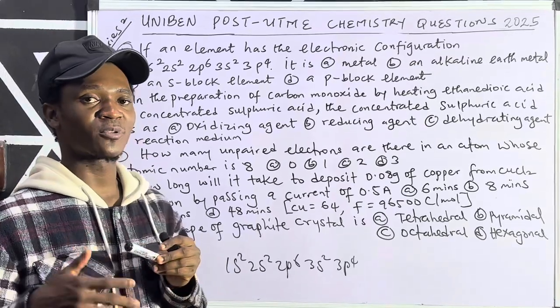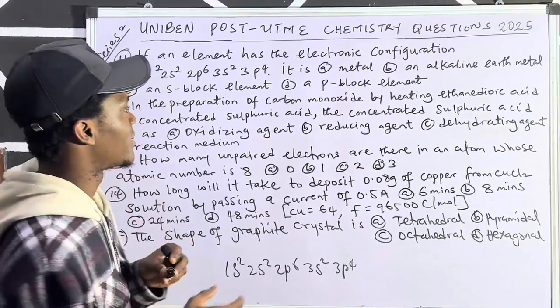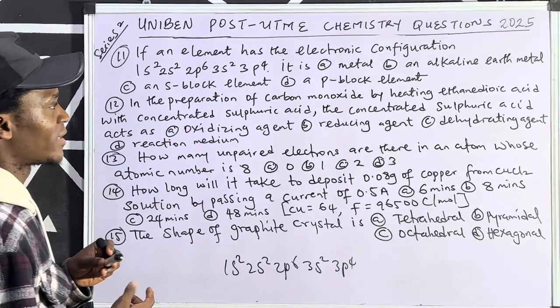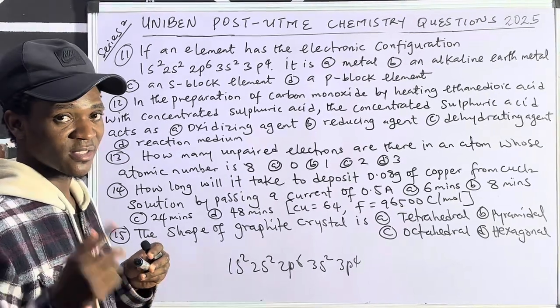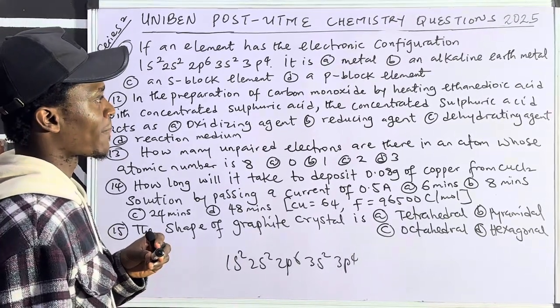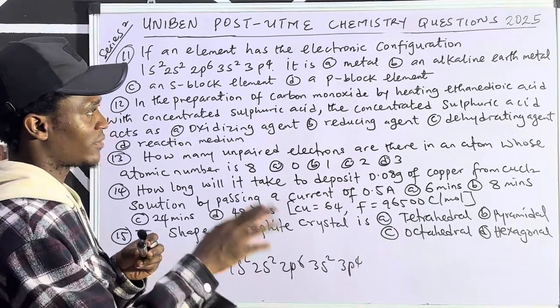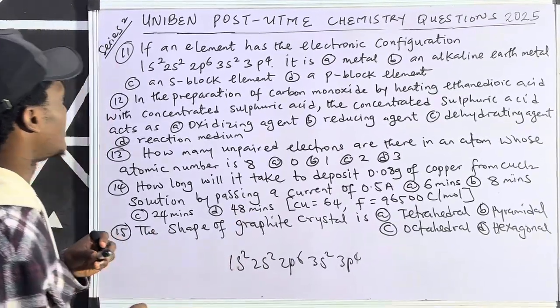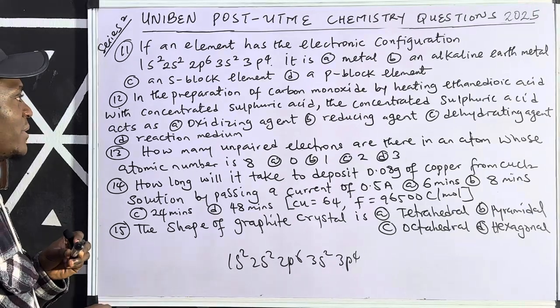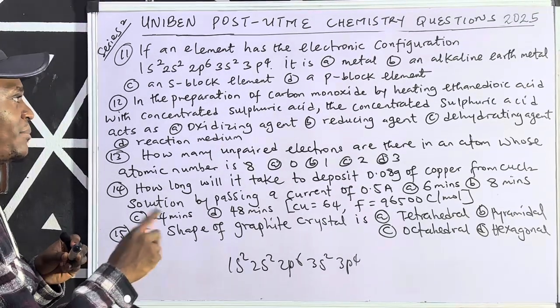So sulfur happens to be a non-metal. So you can just check. Is it a metal? No, it's not. It's a non-metal. Then B, an alkaline earth metal. So A and B are wrong because it's a non-metal. Then C, an S block element? No. D, a P block element? Yes.